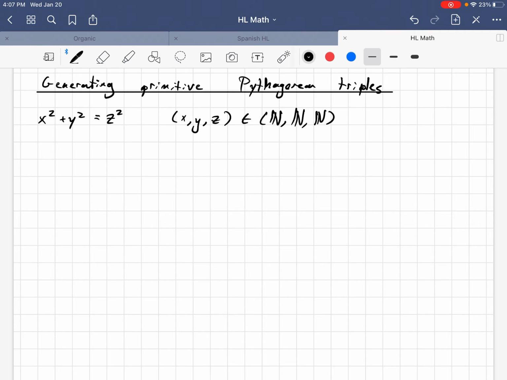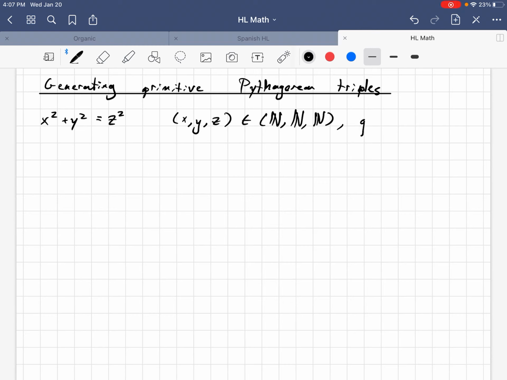If x squared plus y squared equals z squared. And also, if the GCD, the greatest common divisor of x, y, and z, is equal to 1. So what this means, for example, is that probably the most famous Pythagorean triple is the triple 3, 4, 5, right? Because 3 squared plus 4 squared is equal to 5 squared. And the GCD of those set of numbers 3, 4, and 5 is indeed 1.